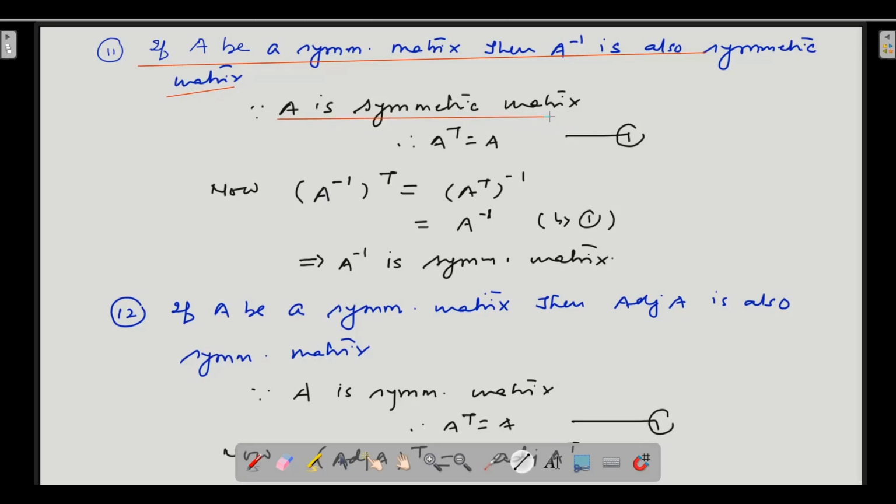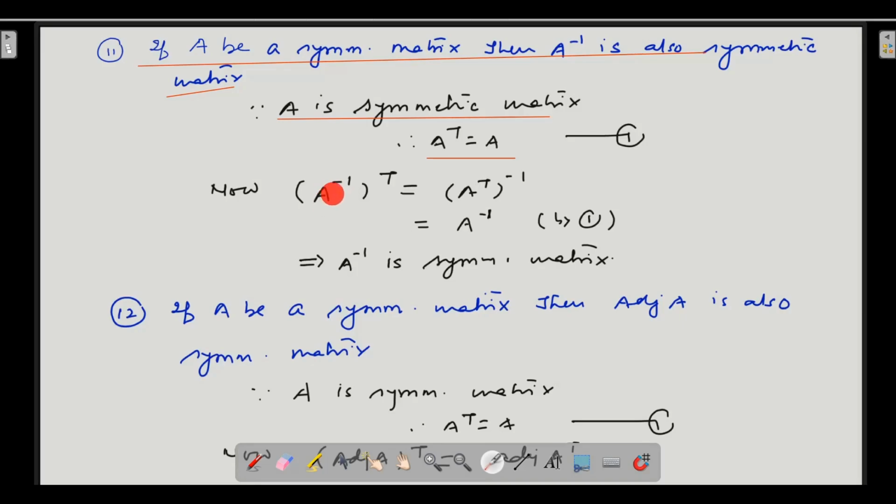As A is a symmetric matrix, A transpose will be equal to A, obviously, by the definition of a symmetric matrix. Let this be equation number 1: A transpose is equal to A. This is by definition of a symmetric matrix. We have to prove that A inverse is also a symmetric matrix.